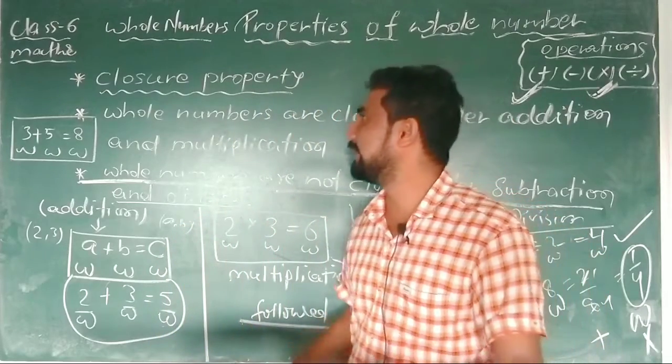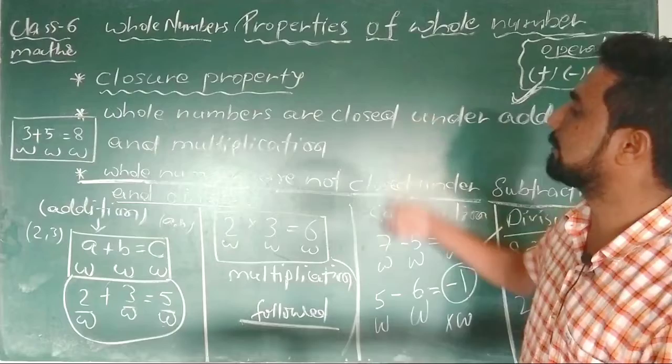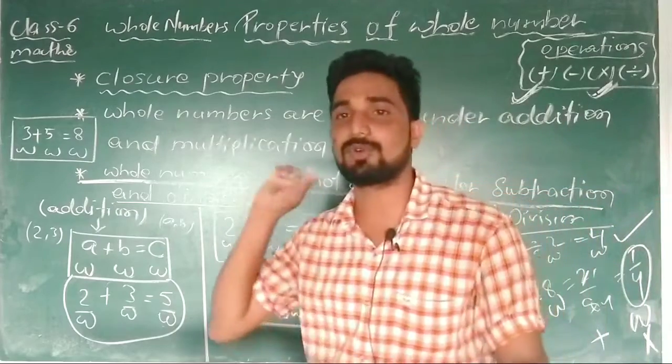So now you can take the screenshot. This is the closure property. I have checked it for all those four operations.